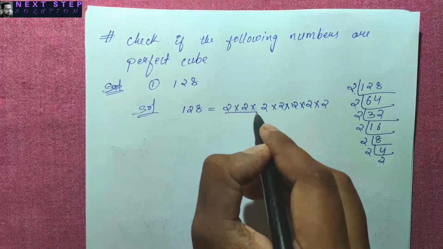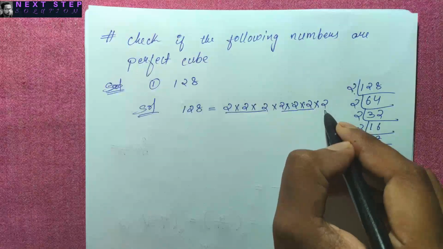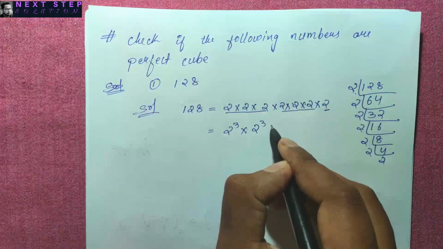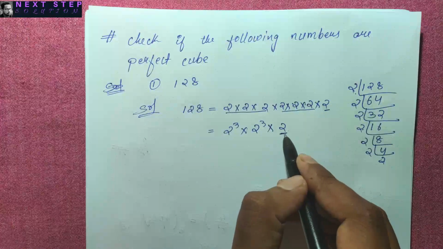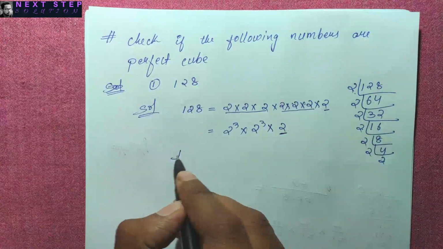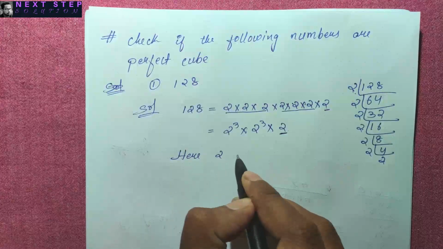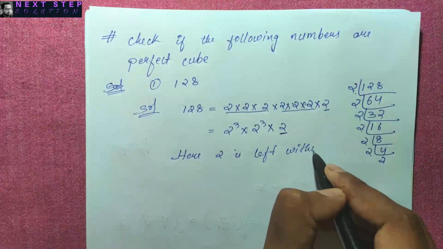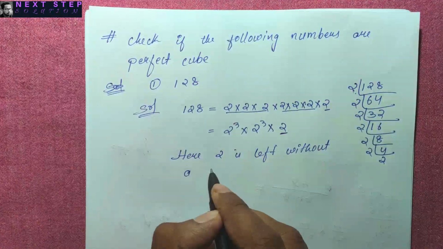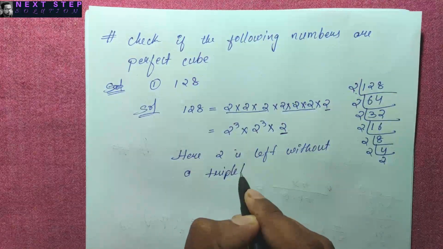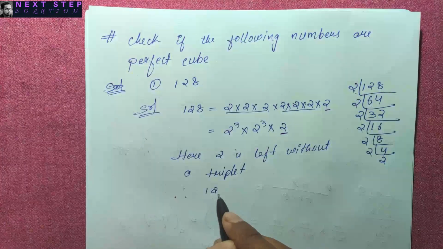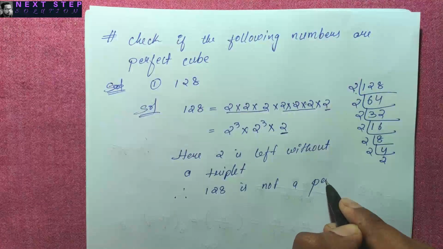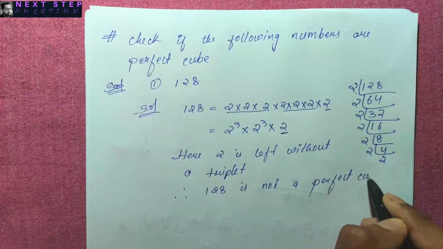So if we group these into triplets, we have 2 cube into 2 cube into 2. 2 is left out without a triplet. So here 2 is left without a triplet. Therefore, 128 is not a perfect cube.